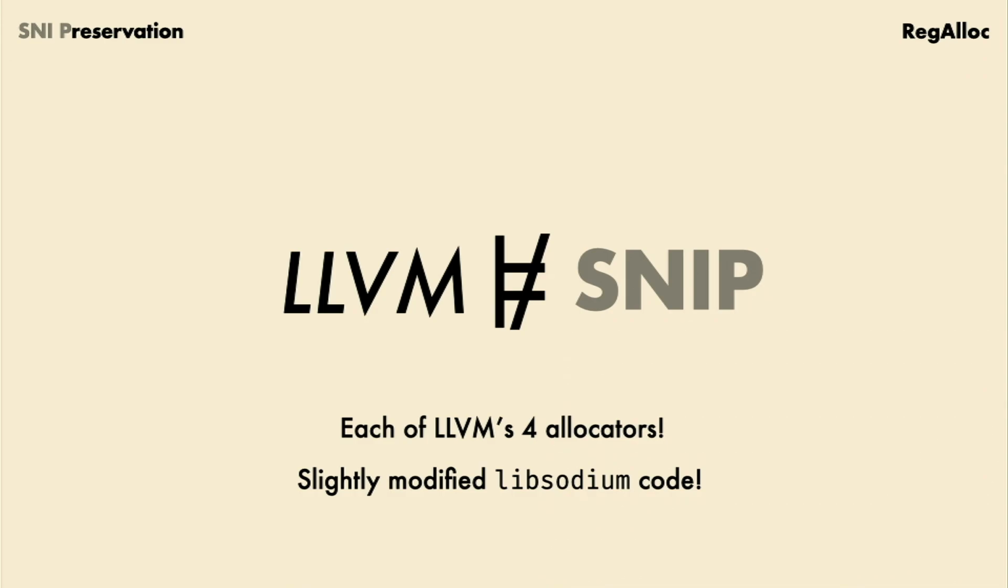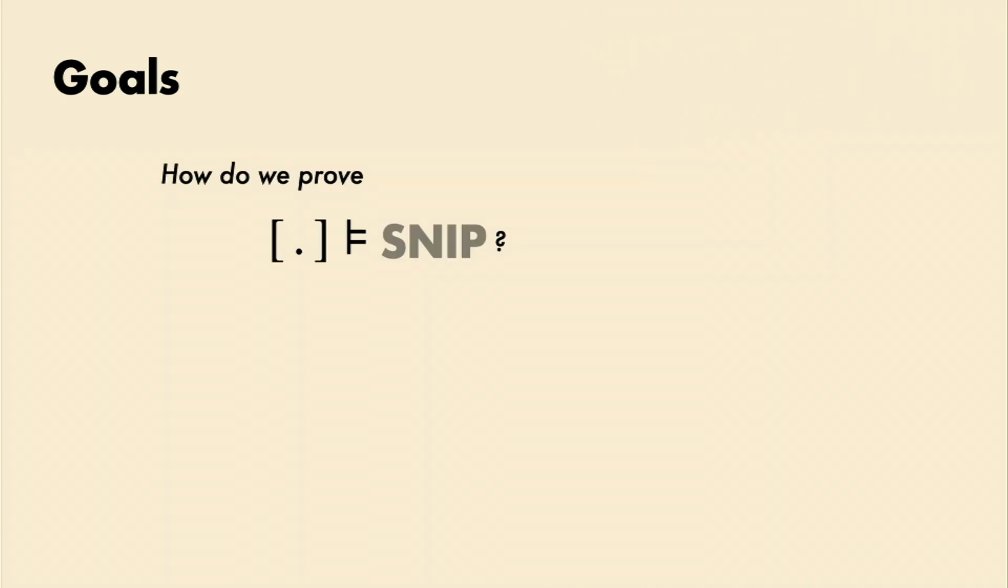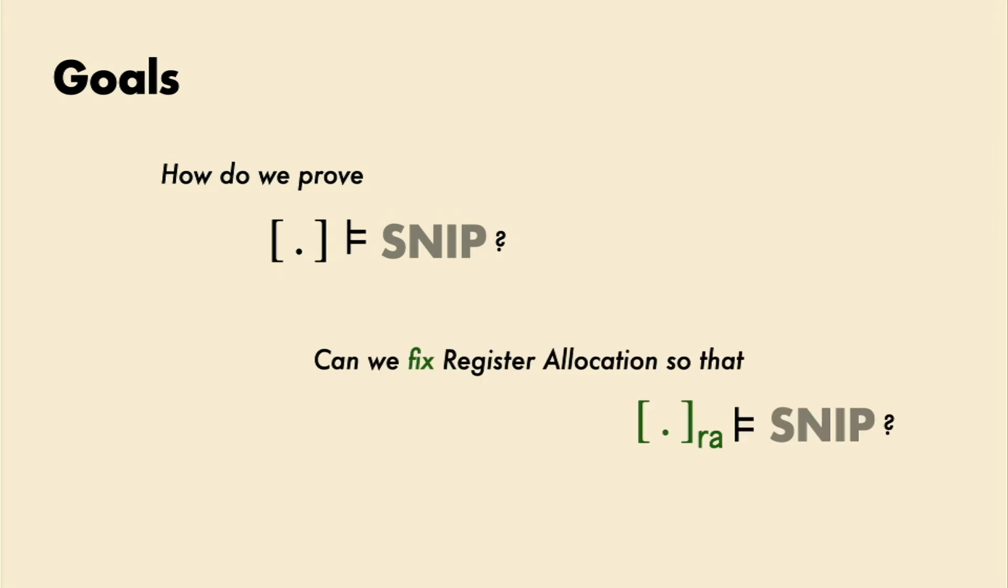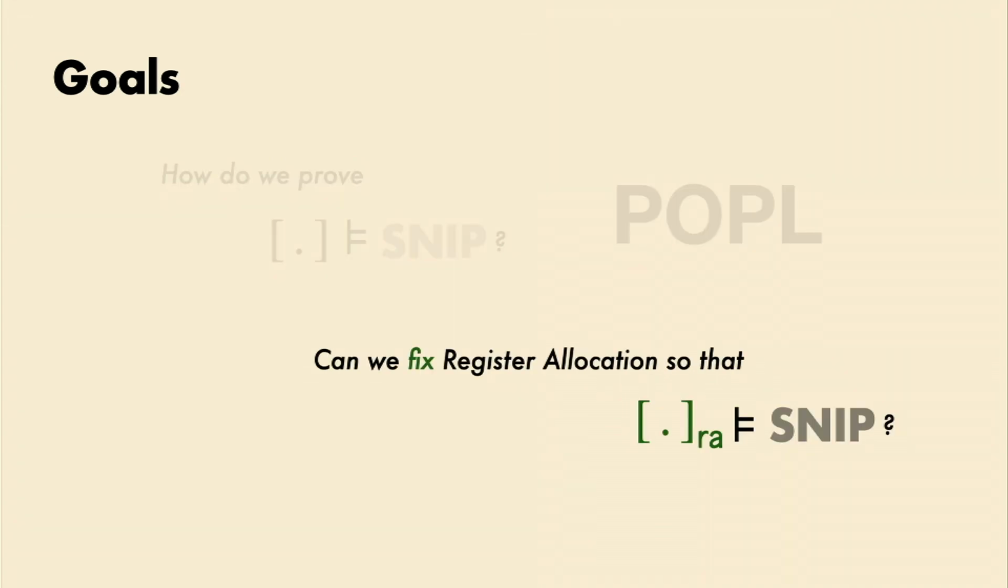OK, with that, we can go to 2 goals that we have in mind for SNIP. The first question is, if I have a compiler pass and I'm sure that it is SNIP, how can I prove it? And the second question is, we have seen register allocation is broken somehow. Can we fix it? For the first, I'm going to talk about it at POPL on Friday. And for the second question, we're going to talk about it today.